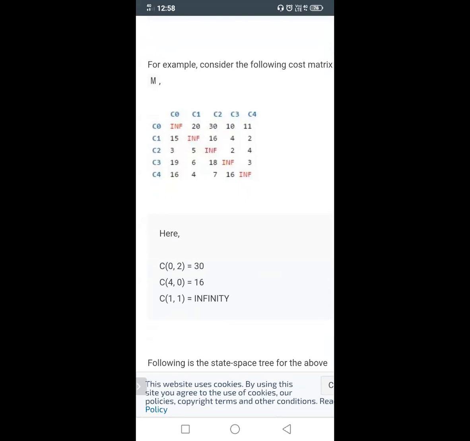And C4 here, C4 means 4th row, 0th column. So here the first box indicates the row, the second box indicates the column. Okay. So 4 0. So C4 means 4th row, 0th column, 16. Okay, and C11 means first row, first column. So this is the first row, and this is the first column. So that is infinite. Clear, students? Or any doubt?